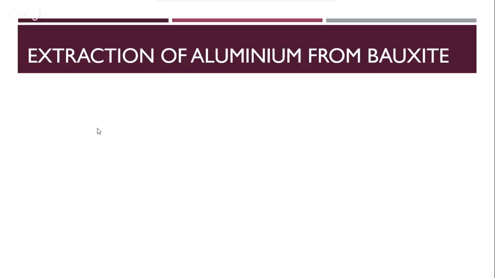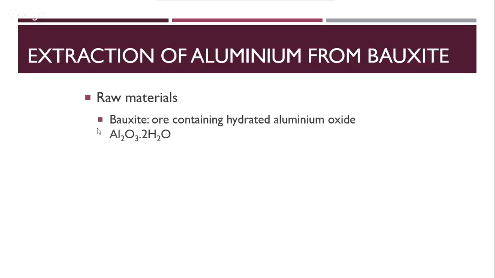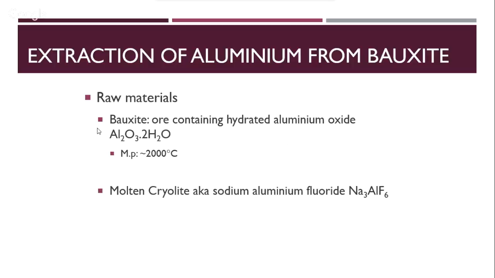Now let's look at the extraction of aluminium from bauxite. This is the second extraction that you have for your syllabus coming up. Now, what are the raw materials? Of course, you need to use bauxite, which is Al2O3, which generally has a melting point of 2000 degrees Celsius. Also, you use cryolite, which is sodium aluminium fluoride, Na3AlF6. Again, it is generally used because of its lower melting point, which is about 900 degrees Celsius. And then you have to use carbon electrodes. So all of these three are the raw materials that you basically procure.